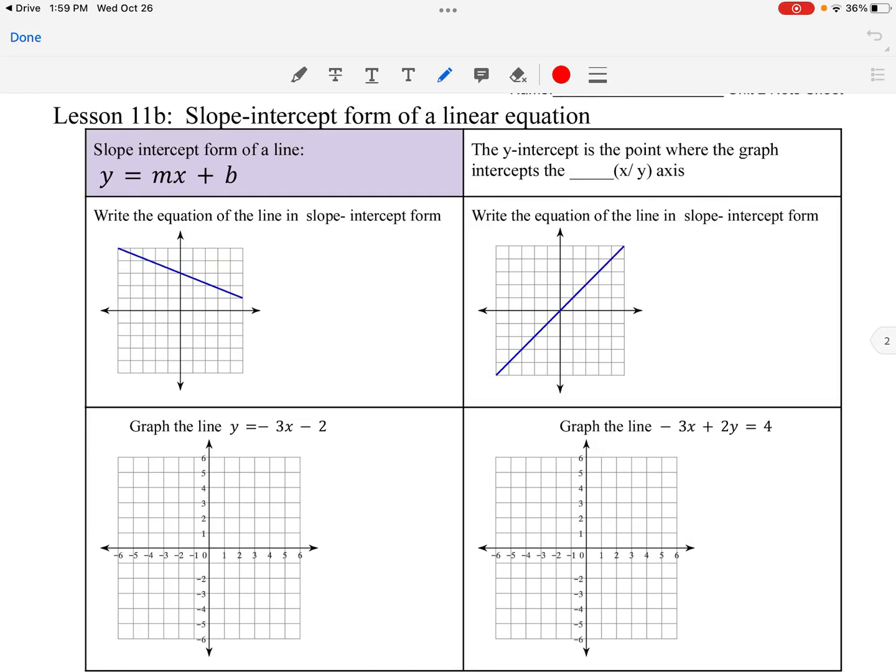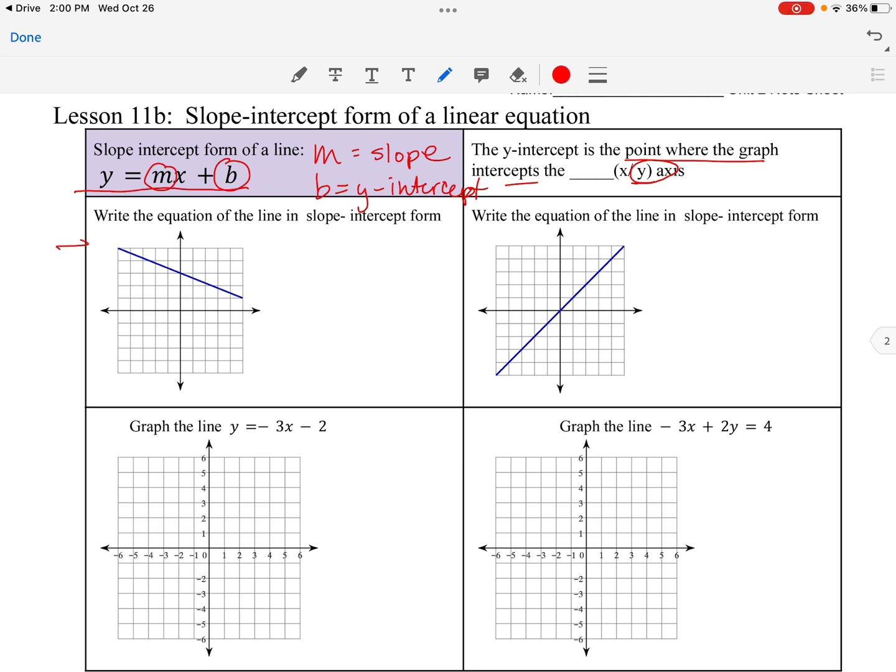Lesson 11b, slope-intercept form of a linear equation. So the slope-intercept form of a line is y equals mx plus b. And the m and the b stand for: m is the slope and b is the y-intercept. And the y-intercept is the point on the graph where the line intercepts the y-axis.